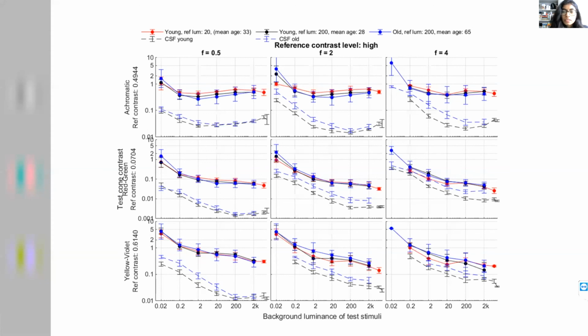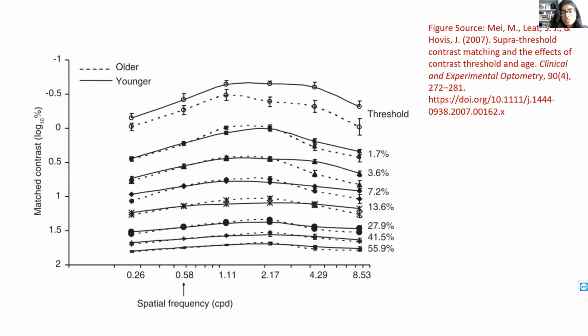This result is also supported by another study from May et al. Their work studies contrast matching across spatial frequencies rather than luminance. But you can see here as well that as the contrast is increased beyond threshold level, the young and older observer data overlap. And so a simple subtractive model like Kulikovsky's contrast constancy model is not enough to explain suprathreshold contrast vision.